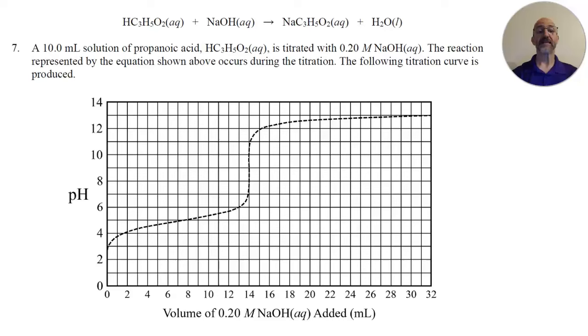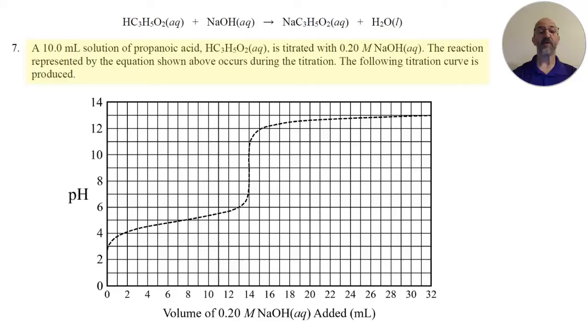Question 7 is an example of an acid-base titration experiment. We are given a balanced chemical equation, and it says a 10.0 milliliter solution of propanoic acid, which has the formula HC3H5O2, is titrated with 0.20 molar sodium hydroxide, NaOH. Now, the reaction represented by the equation shown above occurs during the titration, and the following titration curve is produced.